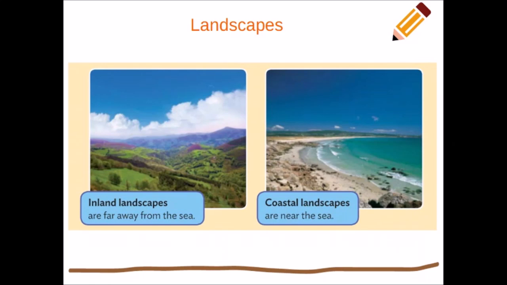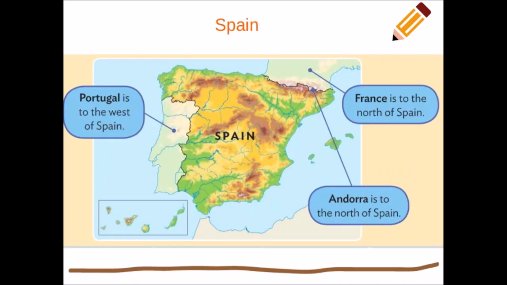Now, in Spain, we have different landscapes. And it's not just Spain, all over the world we have different landscapes. Inland landscapes are far away from the sea, and coastal landscapes are near the sea. So let's take a look at Spain again. So not everybody is close to the sea, close to the ocean. For us in Madrid, we are not close to the ocean. But if you are in Valencia, then you are going to be close to the ocean.